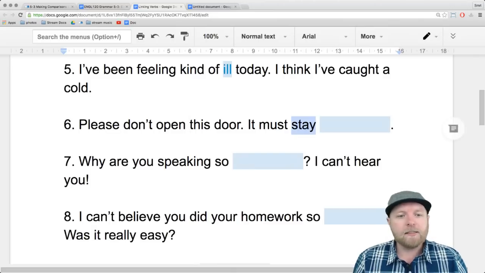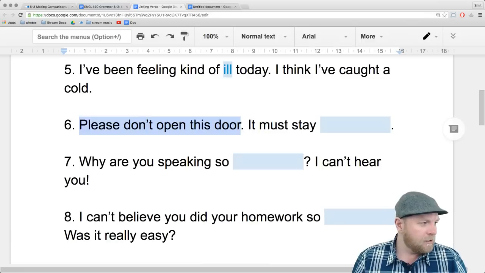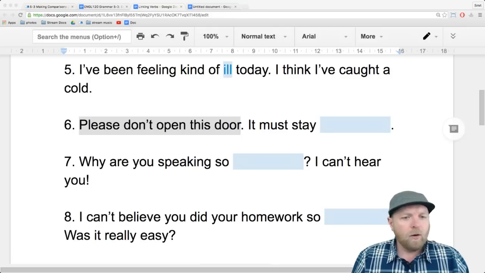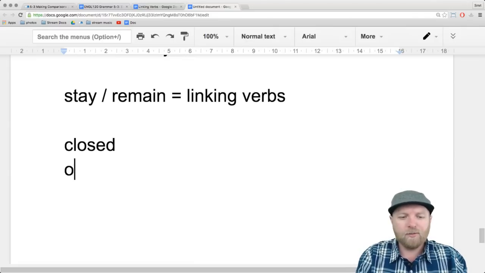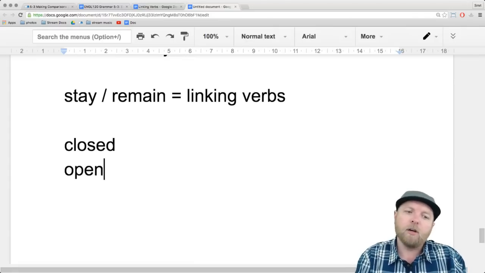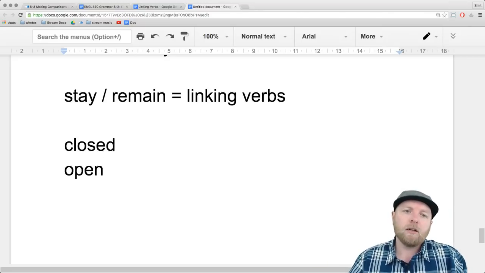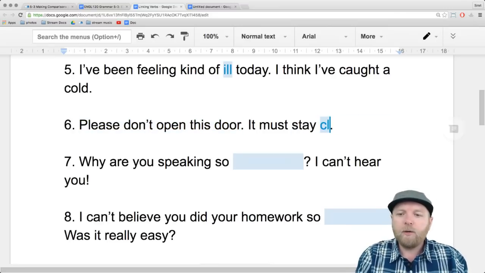It must stay. Okay, so please don't open this door. Let's look at some answers here. Number 6, Aaron, closed. Selma, closed. Amr, no answer. Ooh, Amr. Yeah, so be careful. What is the adjective? Well, the adjective is closed, okay? It's really confusing. Open and closed, right? The door is open. The door is closed, okay? So this is a linking verb, so we need an adjective.